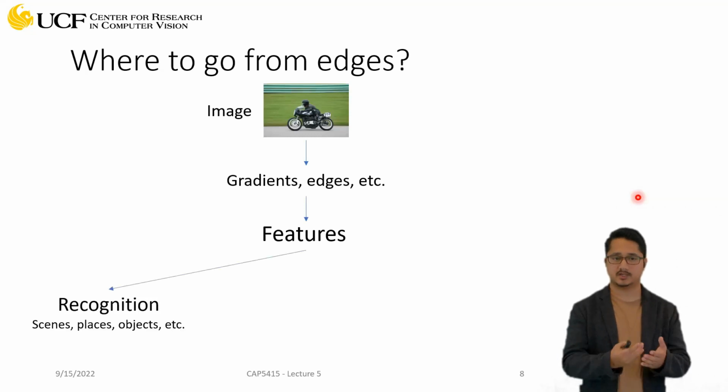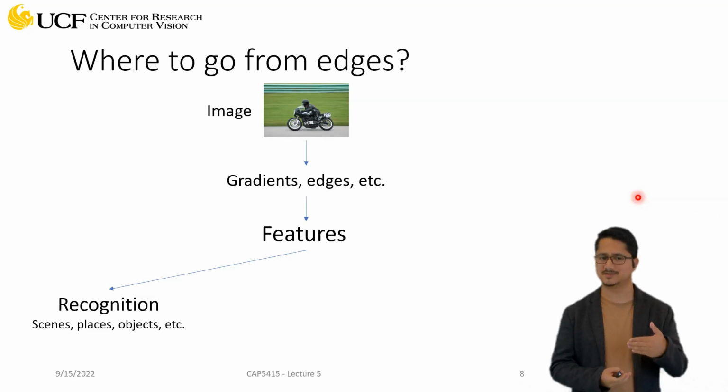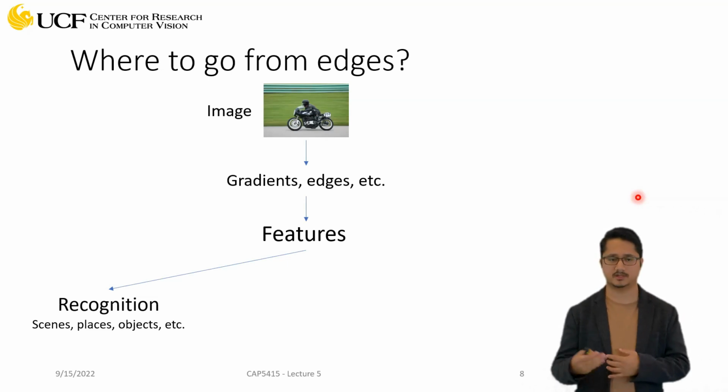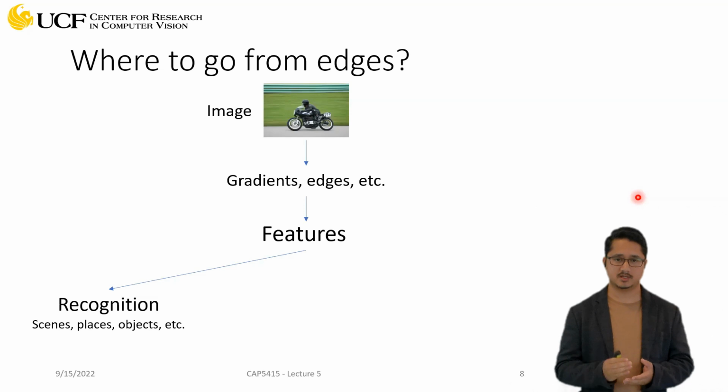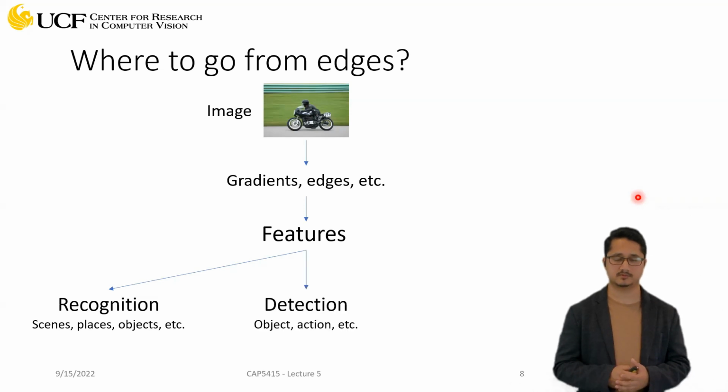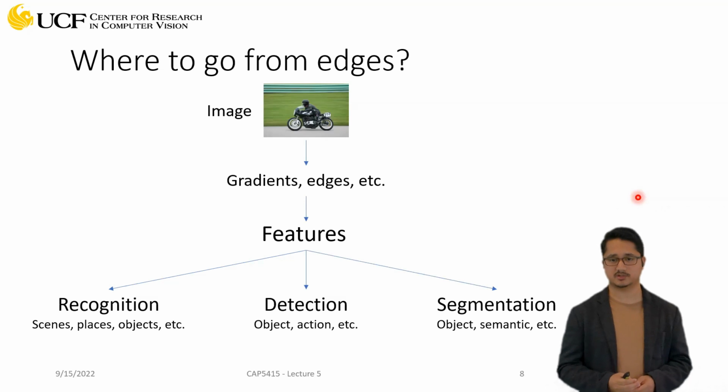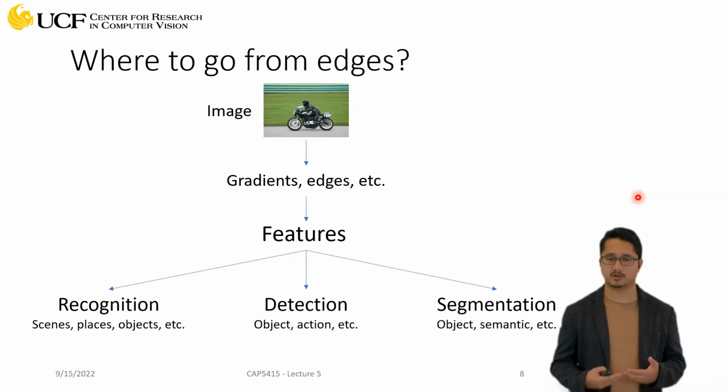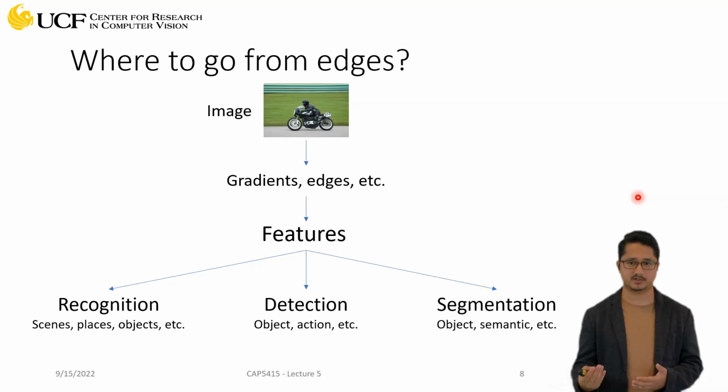Okay, so for example, if you're doing image recognition, or it could be scene recognition, place recognition, there are a lot of other variations, then these features will be very, very useful. And again, if you're doing object detection or action detection or any other detection task, again, these features will be useful. It could be segmentation. So whatever variation of computer vision problem you have in your application, you will need these features.